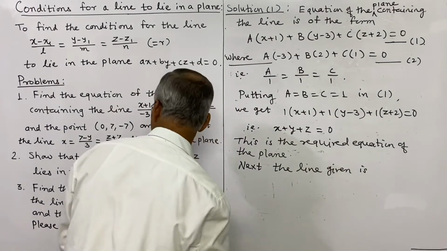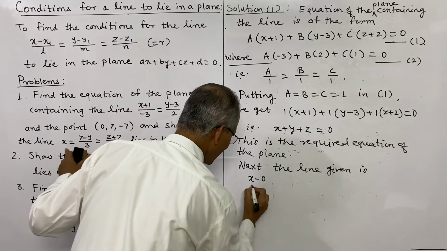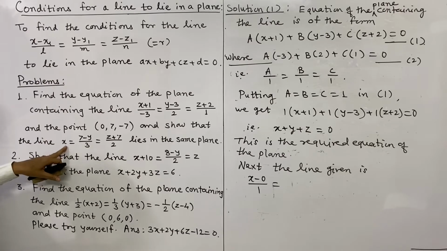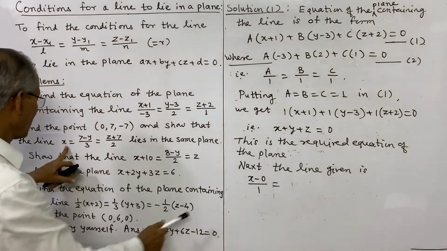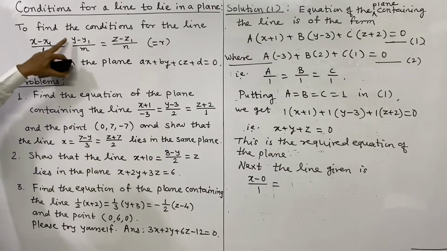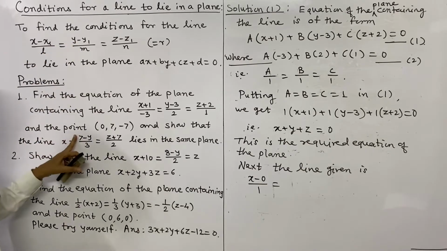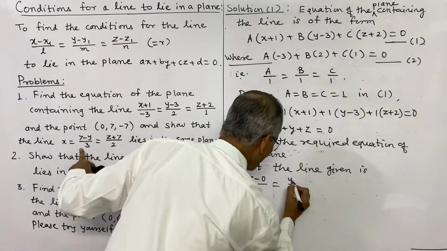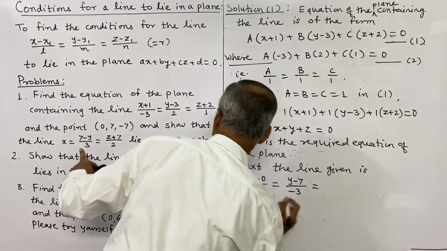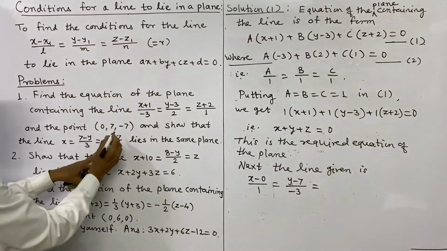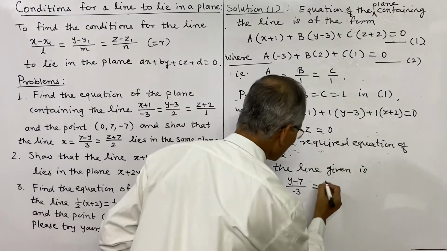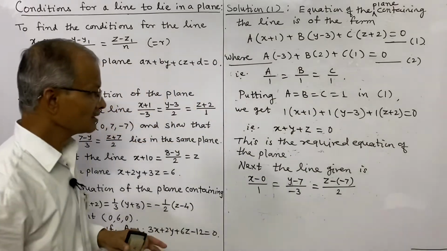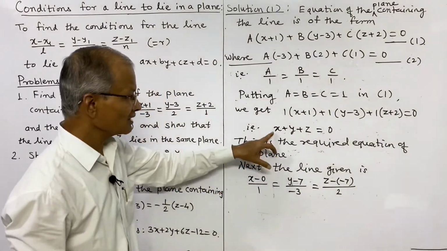It is x, and we can write it in symmetrical form, x minus 0 divided by 1, in the form x minus x1 divided by L. Then 7 minus y, we must write as y minus y1, so we multiply numerator and denominator by minus 1, and that becomes y minus 7 divided by minus 3. And z plus 7 can also be written as z minus minus 7 divided by 2. Yes, this is the line, and we have to show that this line lies in this plane.